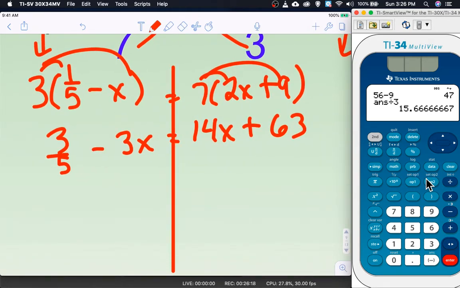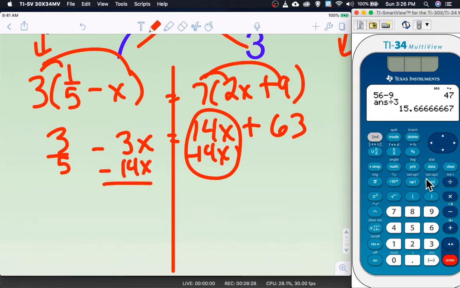I've got variables on both sides, so I'm going to get rid of the one on the right. Subtract it away. So it was a positive 14. I used a minus 14 to get rid of it. Minus 3x minus 14x is a minus 17x.